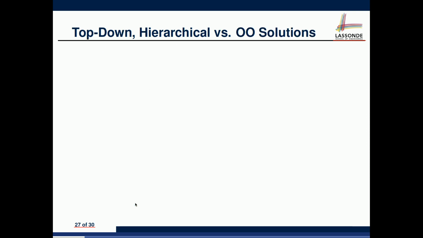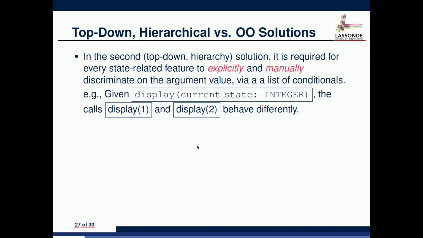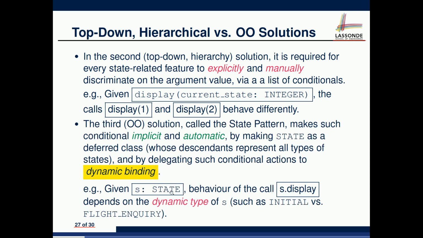Finally, this is a summary slide just to again emphasize that you should know what the fundamental difference is between the non-OO approach versus the OO approach. In the non-OO approach, you have to give the current state as explicit input. In the OO approach, you simply declare some inheritance hierarchy, and then depending on the dynamic type, when you say s.display, you no longer have to say the state number explicitly, like 1 and 2 over here. You don't have to, because dynamic binding is going to take care of everything for you.